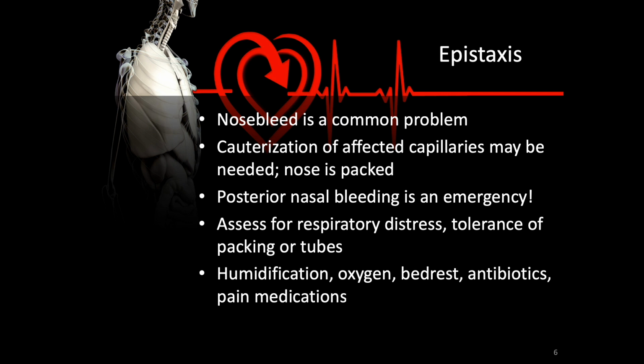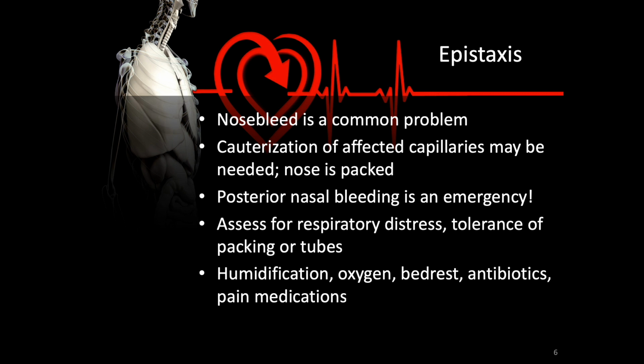Very common, and it occurs because the nose is very well vascularized, has a lot of capillaries. This makes us susceptible to spontaneous bleeding, or epistaxis. Normally this occurs on the anterior portion of the nasal cavity, and we can cauterize the affected capillaries. We can also pack the nose. However, if the bleeding is on the posterior portion of the nasal cavity, that is much more difficult to access, more difficult to cauterize, more difficult to pack, and therefore is considered a medical emergency.